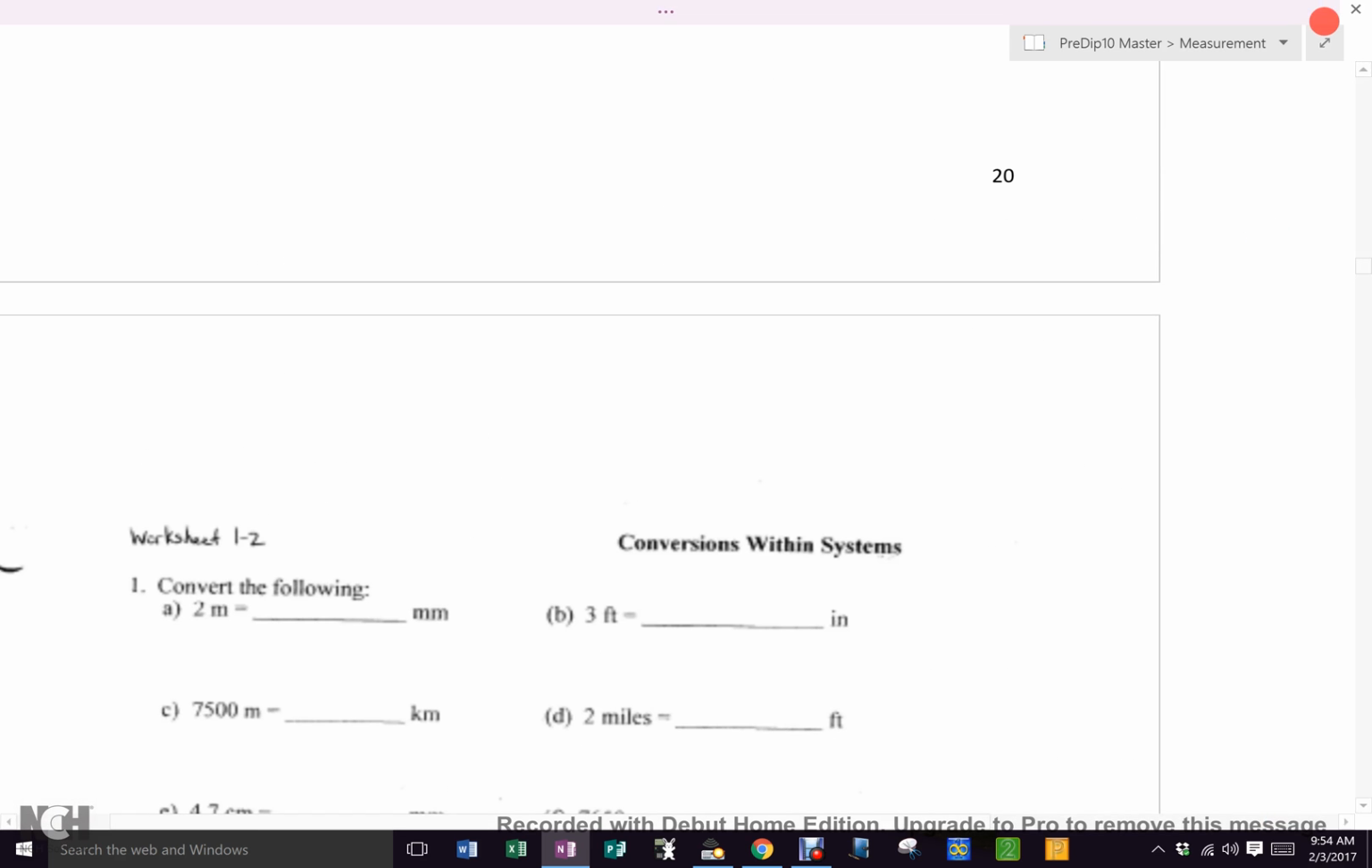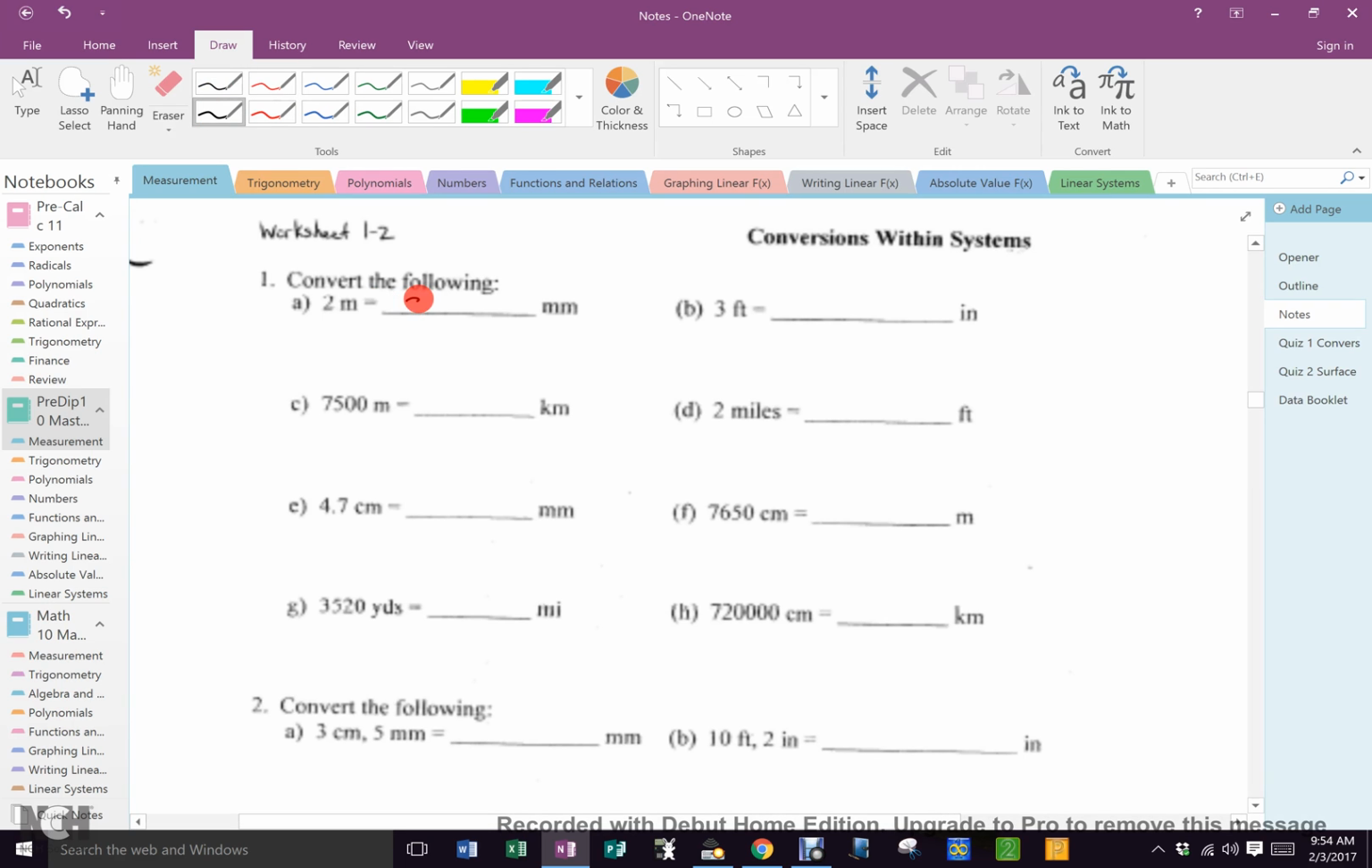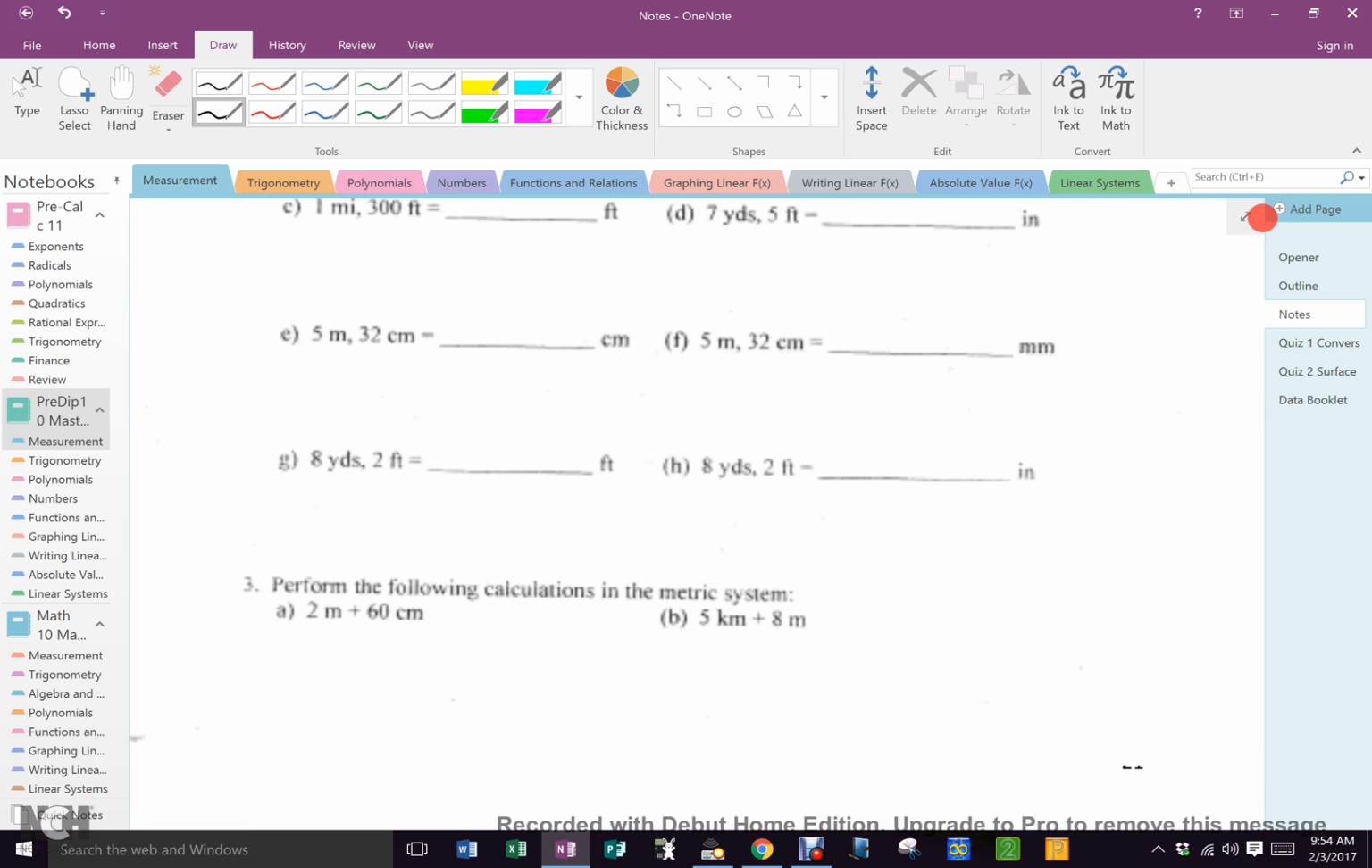Okay, so, what's gone on? So we were here. Okay, so this we can do in our head. 2 meters is 2,000 millimeters. 3 feet is 36 inches. 7.5. 2 miles is 10,560 feet. 4.7 centimeters is 47 millimeters. That's 76.5 meters. That's 2 exactly. Decimeters, meters, decameters, hectometers, 7.2.